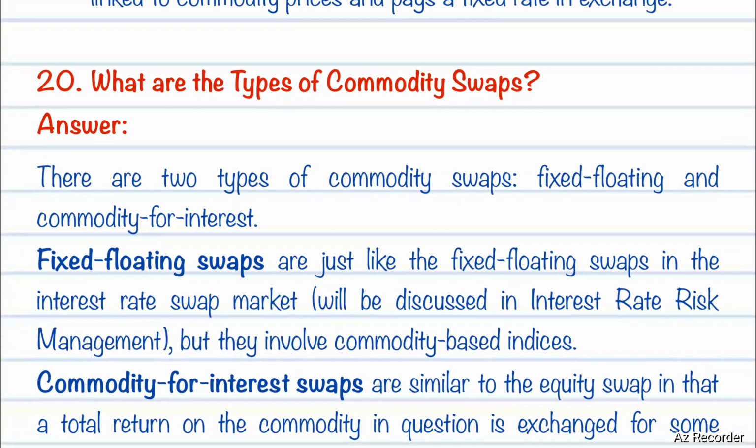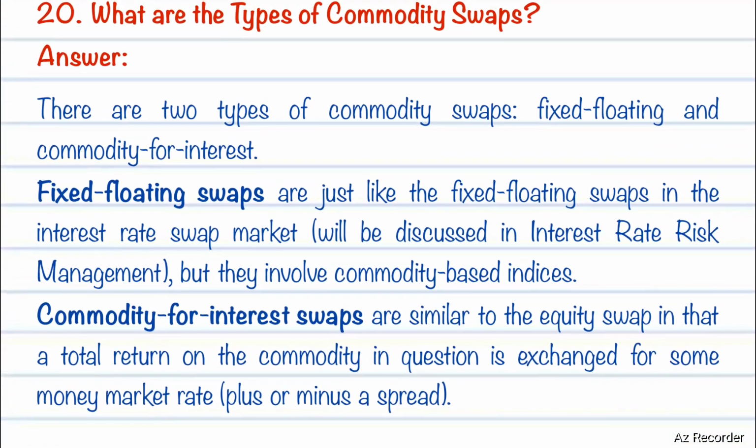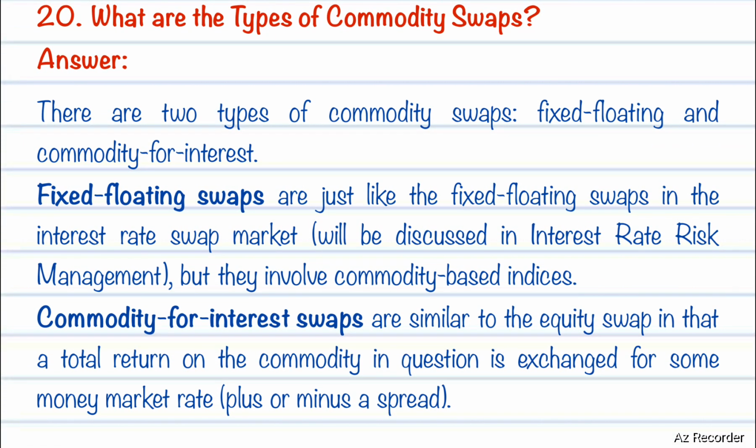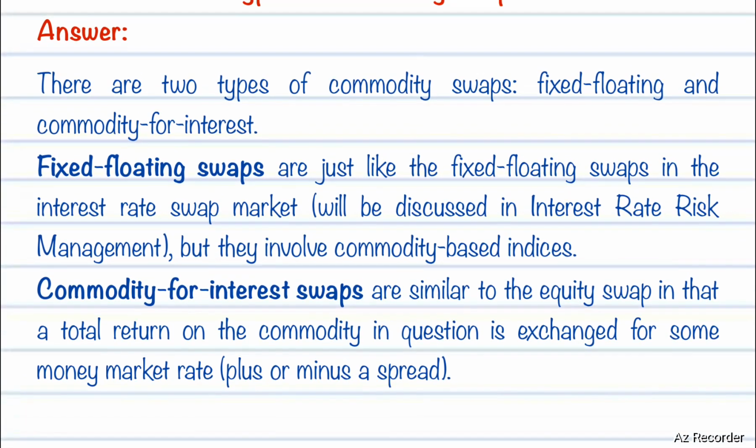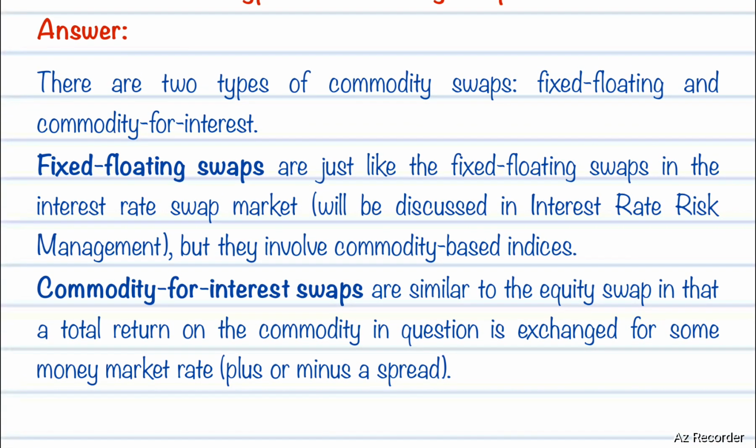What are the types of commodity swaps? There are two types of commodity swaps: fixed floating and commodity for interest. Fixed floating swaps are just like fixed floating swaps in the interest rate swap market, but they involve commodity based indices. Commodity for interest swaps are similar to equity swaps in that a total return on the commodity in question is exchanged for some money market rate plus or minus a spread.